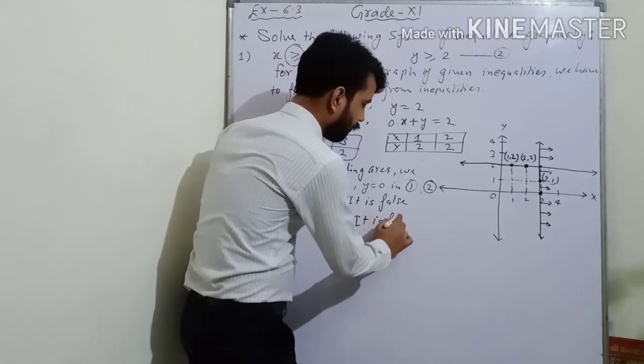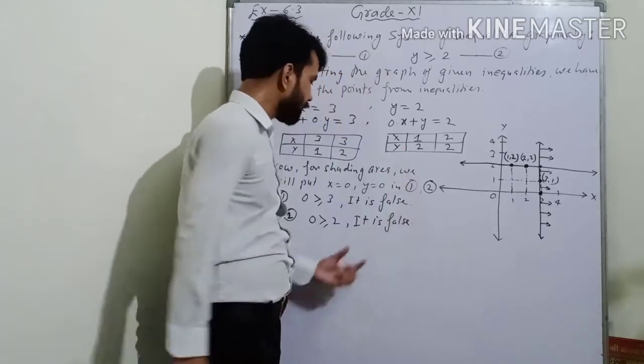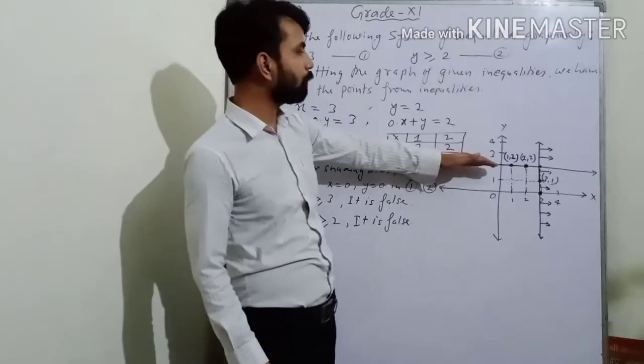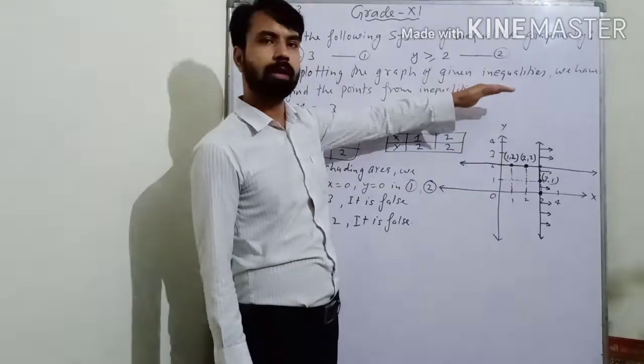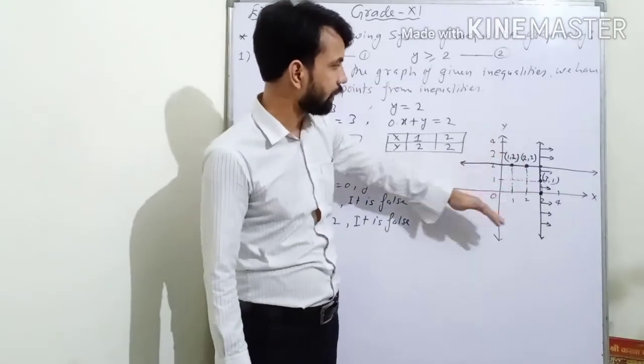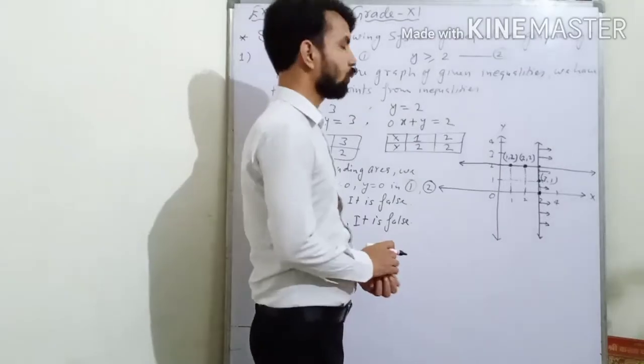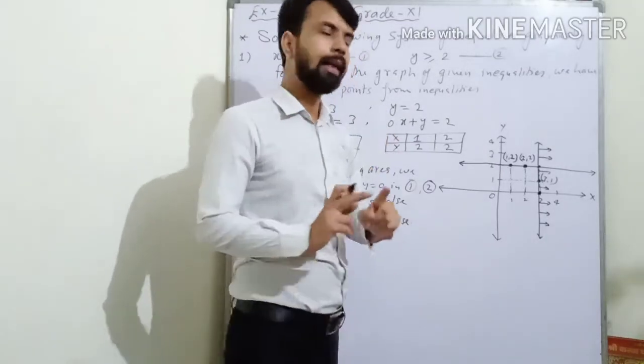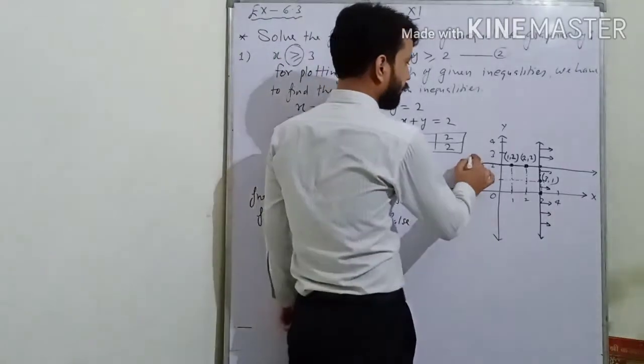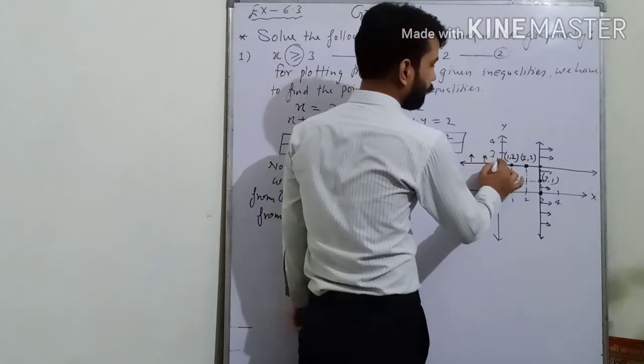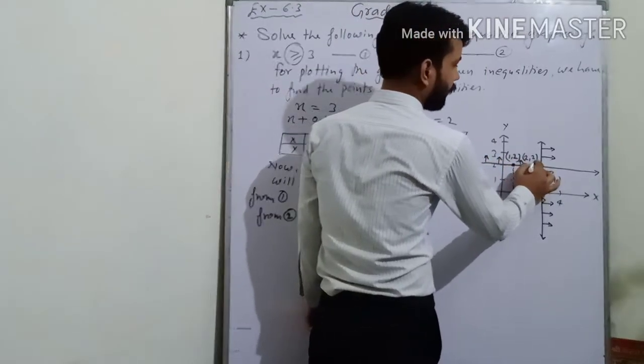Again it is false. If this condition is false, then we will have to shade the region away from the origin. So we will not shade towards the origin, which side will we shade? Upside. But right now we do not have to shade, we only have to put the arrow. We will have to shade the region here, upward direction.